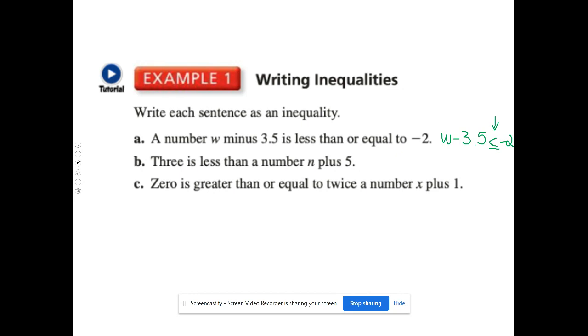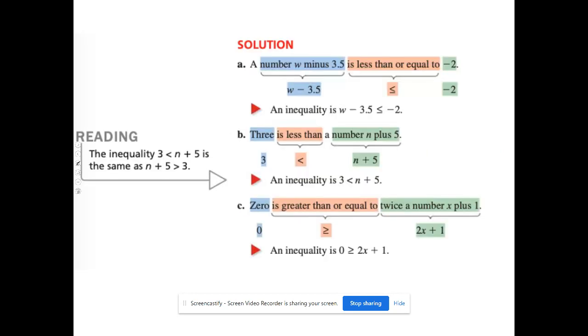And letter B, 3 is less than a number n plus 5. So that's what that would look like. And finally, 0 is greater than or equal to twice a number x plus 1. So 2 times x plus 1. It's important that you're able to translate what's in words into mathematical notation, as we've done here. And there are the solutions like we just did.